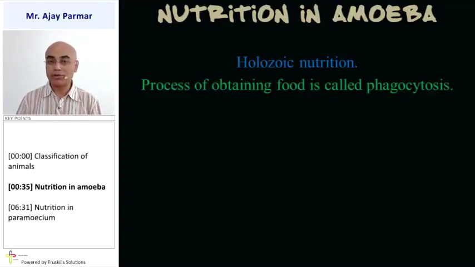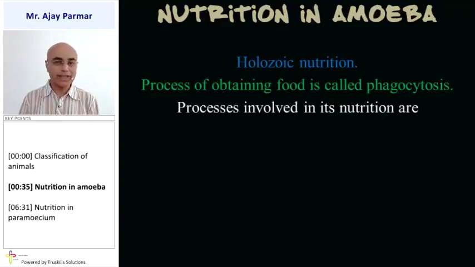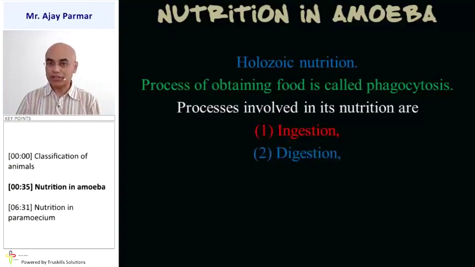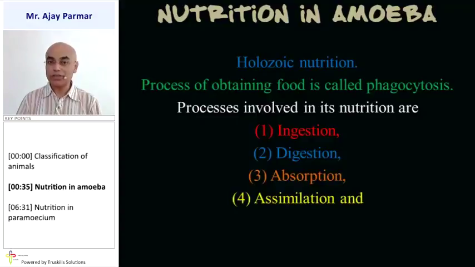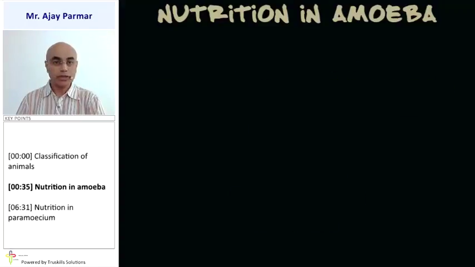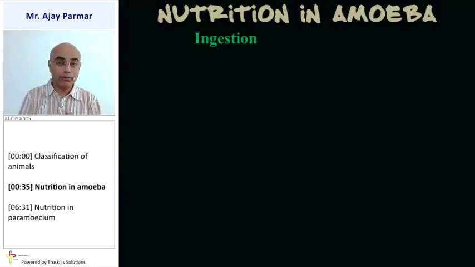call it as phagocytosis. Various processes that are involved in the process of nutrition in amoeba, that is in phagocytosis, are ingestion, then digestion, then absorption, assimilation, and lastly, throwing away the waste products, that is the egestion. Let us discuss about each of them in slightly detailed manner. First of all, the ingestion, the process of taking in food.